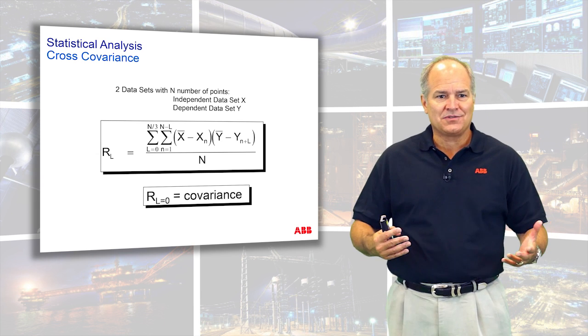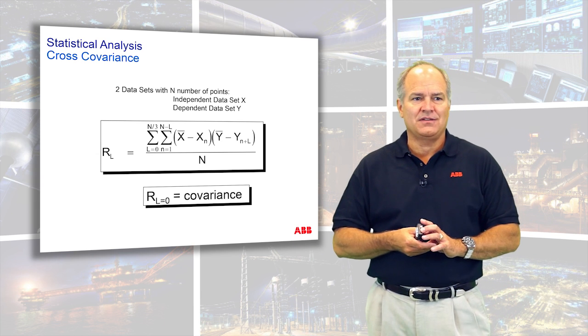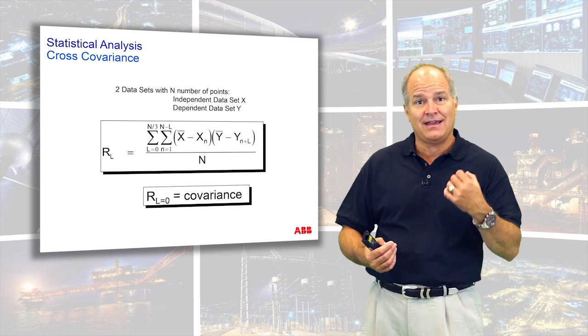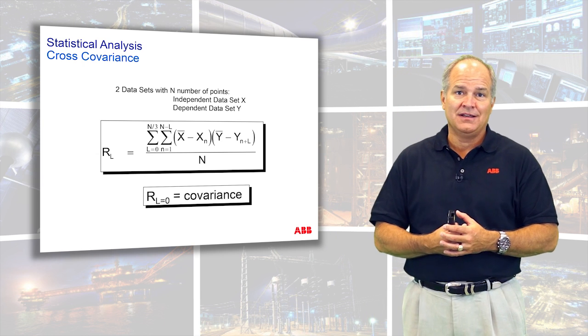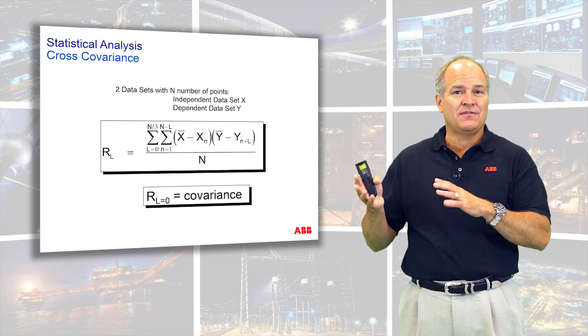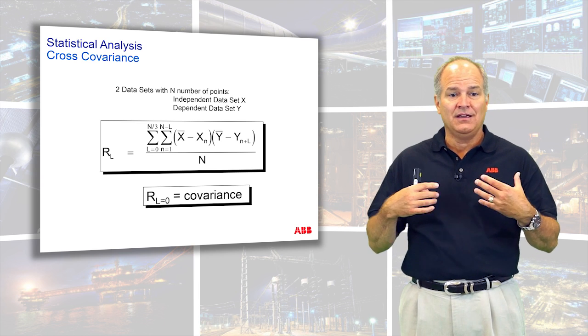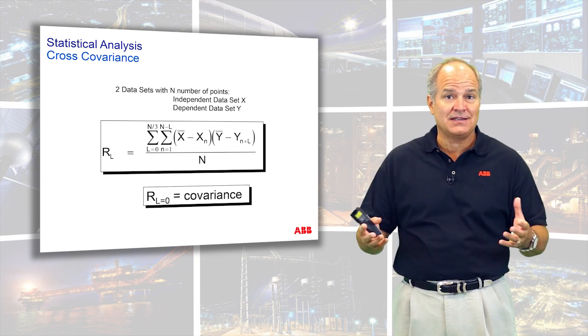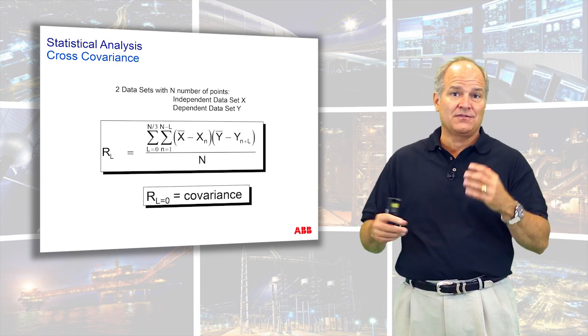Why would we do a cross correlation? Why would you compare two signals that have nothing to do with each other? Well, the cross correlation would tell you exactly how much they have to do with each other. And that's neat when you're trying to find dependence or causality. What happened first, second, interactions, dependencies. Cross correlation is really neat for that.